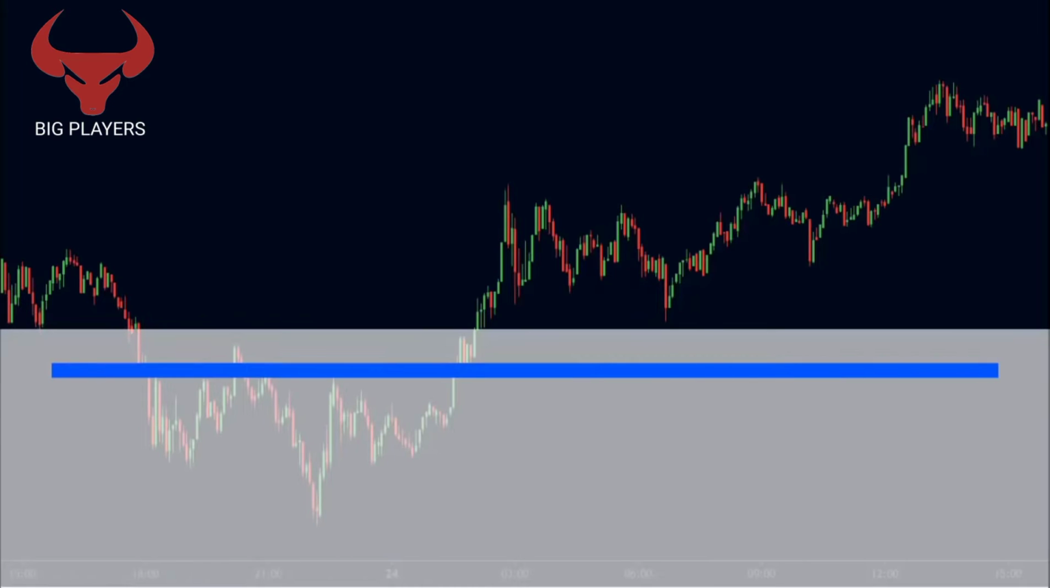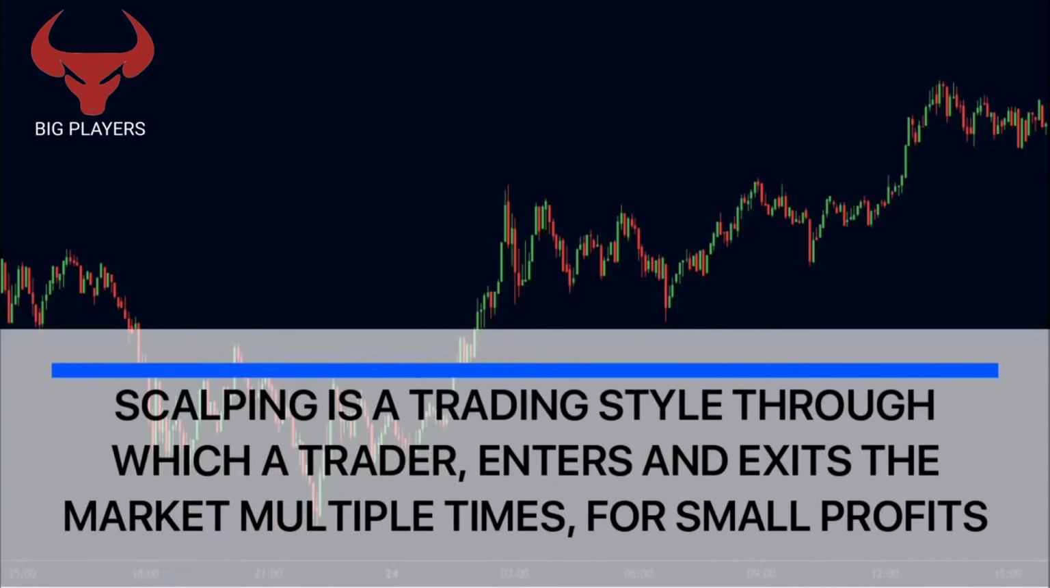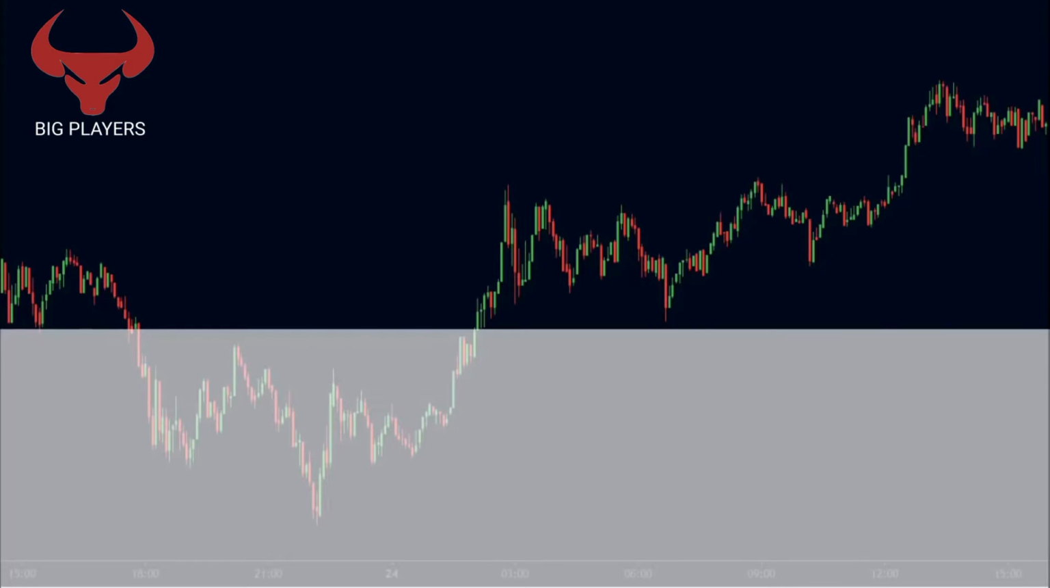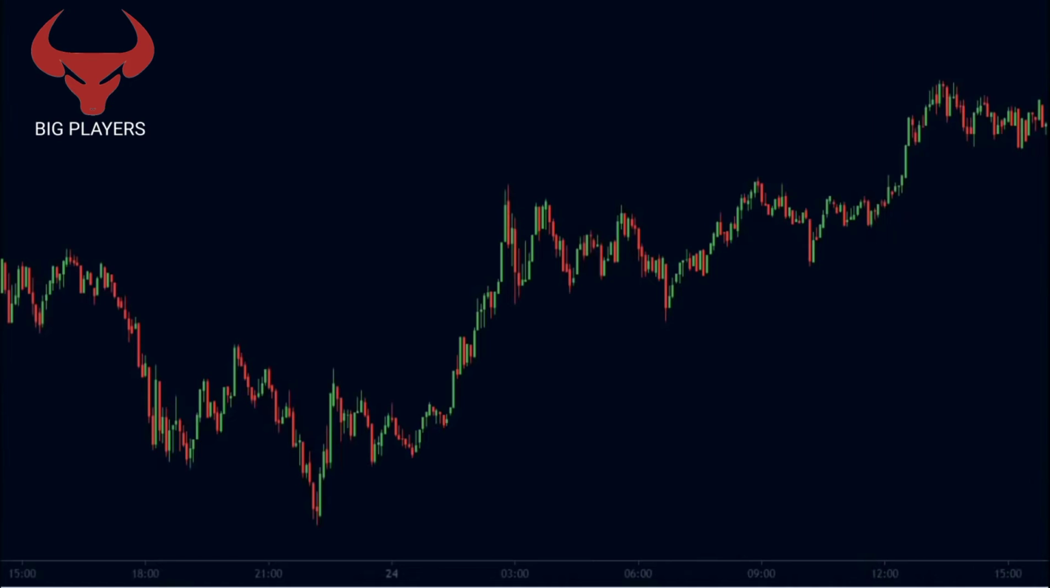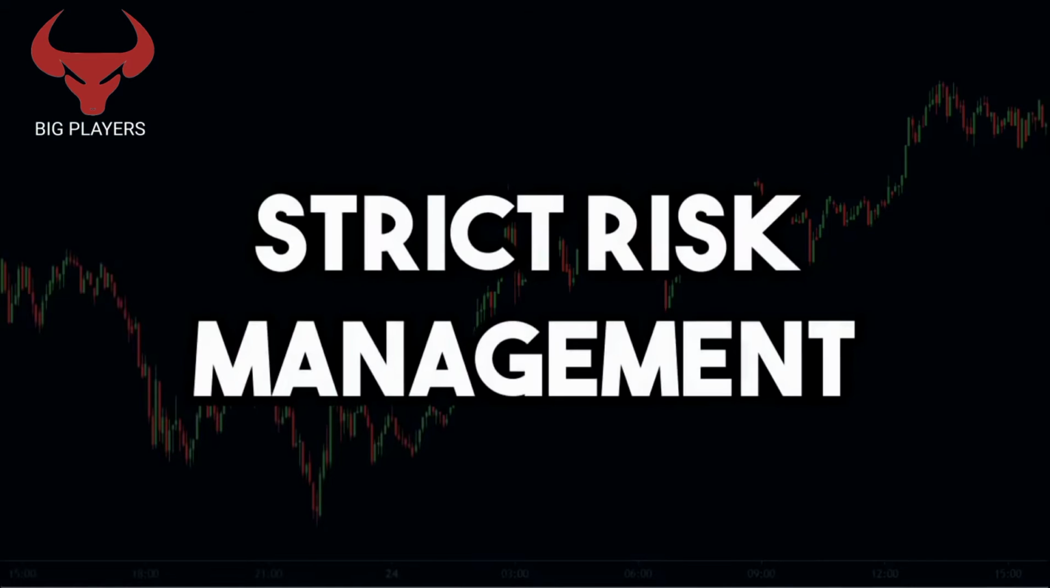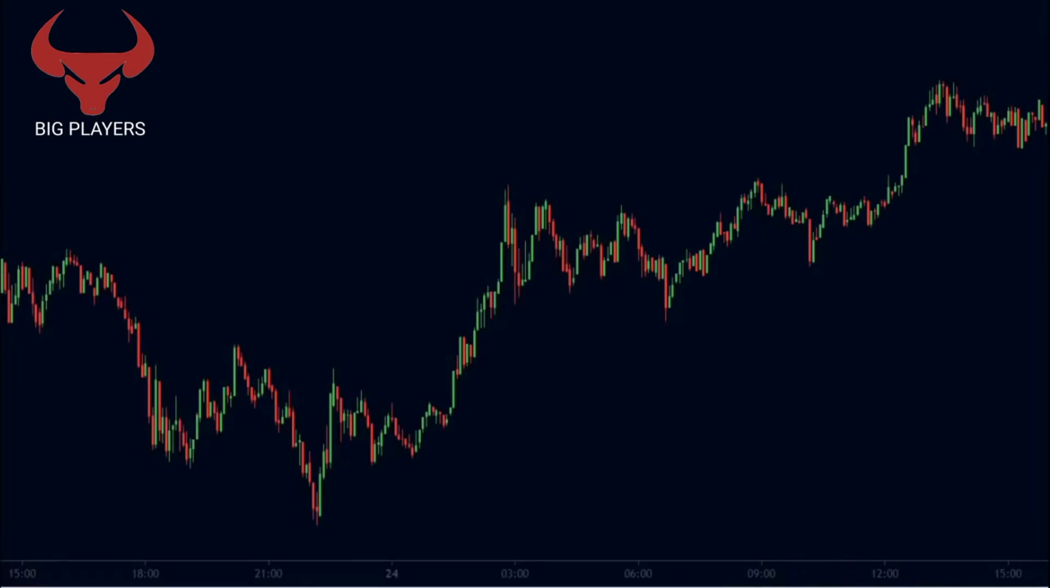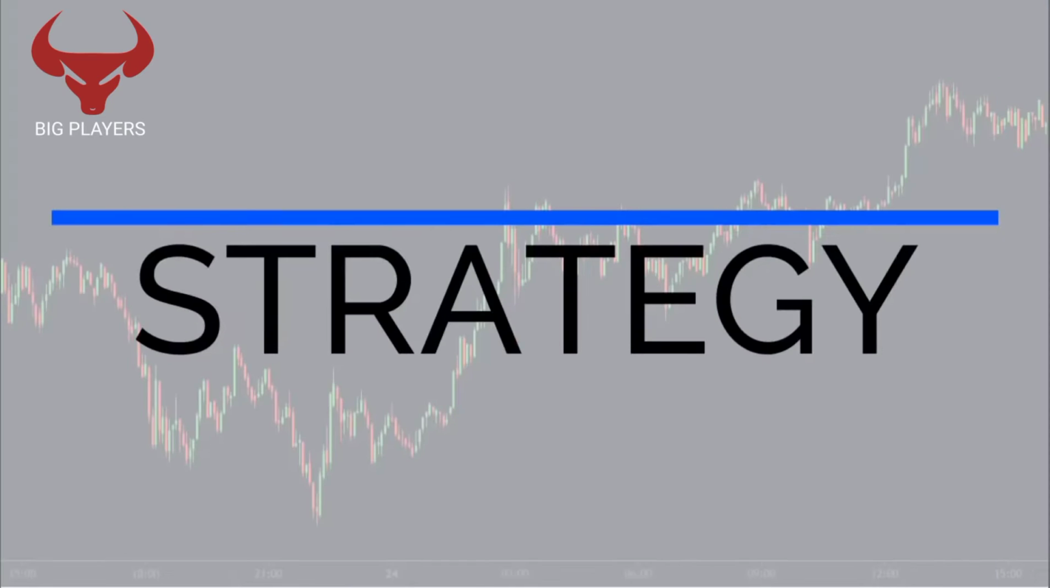By definition, scalping is a trading style through which a trader enters and exits the market multiple times to generate small profits on each trade. To do so, scalpers use high leverage. A high leverage means more rewards and equally more risk. Therefore, it becomes essential for the trader to employ strict risk management and stick to the trading plan. Now, let us shift our focus on the strategy itself.